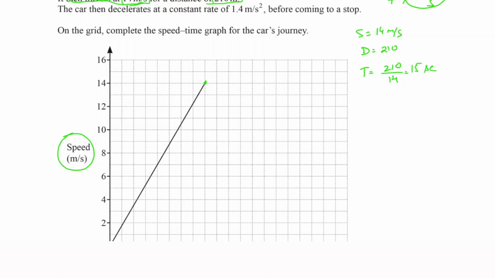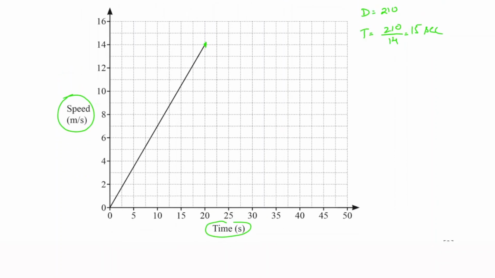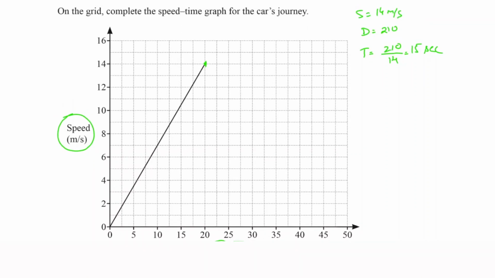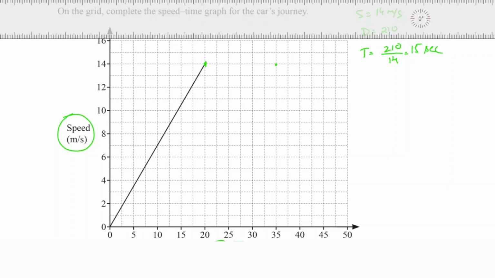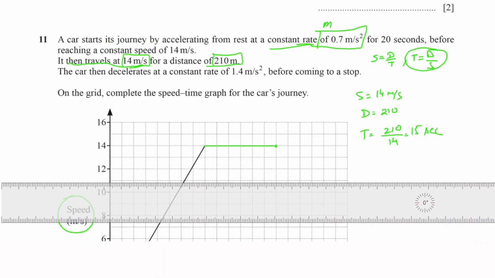So we got the time and we will plot it. 15 seconds from here, where the time is 20 seconds, right? So after that we have to add 15. If I add 20 plus 15, it gives me 35. So 35 is somewhere here. So the car is traveling for the next 15 seconds and travels a distance of 210 meter, right?